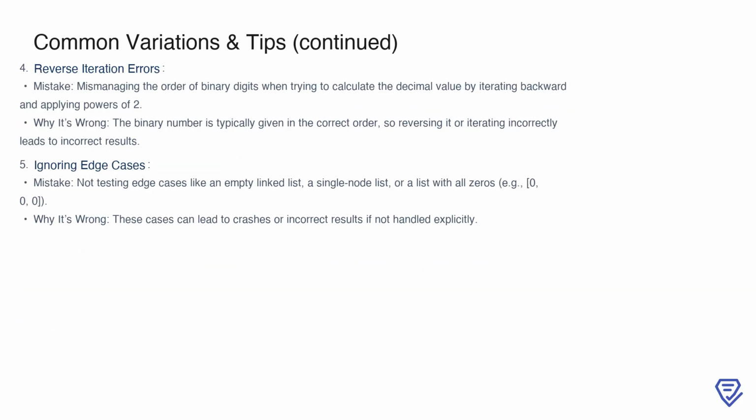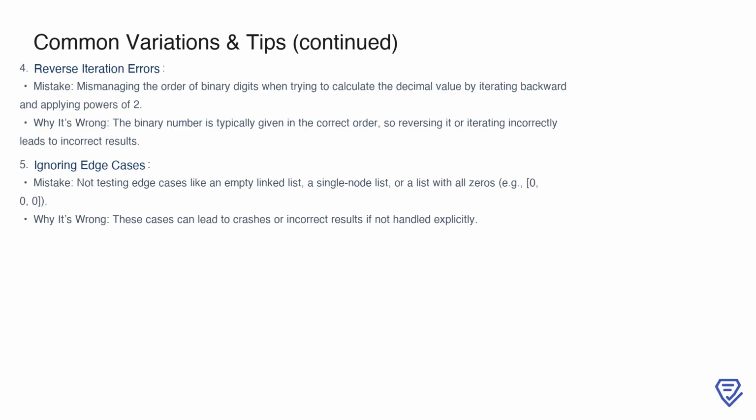Another pitfall to be aware of is making errors during reverse iteration. When calculating the decimal value by iterating backward and applying powers of 2, it's easy to mismanage the order of the binary digits. Remember, the binary number is usually provided in the correct order already, so reversing it unnecessarily will lead to incorrect results. Additionally, neglecting edge cases is a risky mistake. Examples include an empty linked list, a single node list, or a list containing only zeros. These edge cases can cause crashes or incorrect outputs, so it's important to handle them explicitly to ensure your solution is robust.